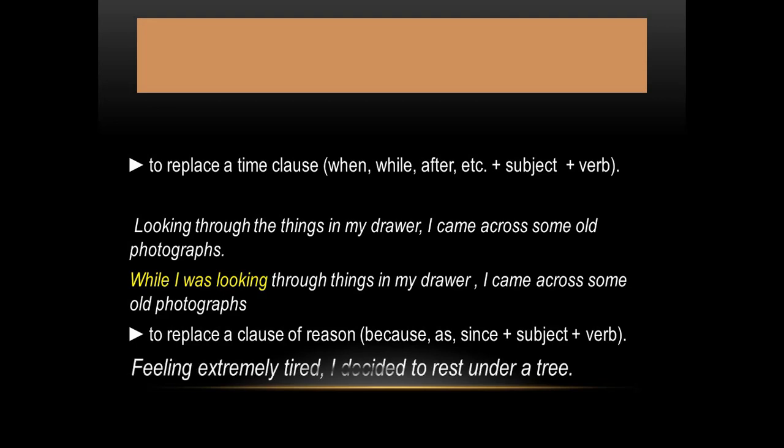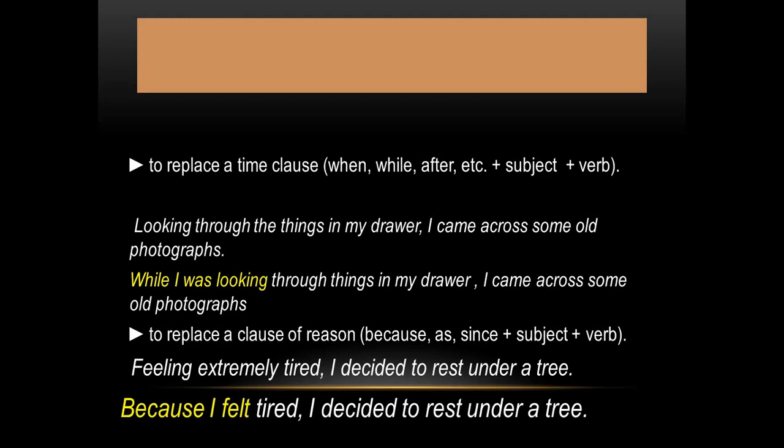For example, على سبيل المثال, feeling extremely tired, I decided to rest under a tree. أصل الجملة دي because أو as أو since، الثلاثة بمعنى واحد، بمعنى لأن. Because I felt tired, I decided to rest under a tree. ملاحظين إن أنا هنا شلت because وشلت الفاعل I، ورجعت felt للمصدر وحطيت لها ing. اوكي.